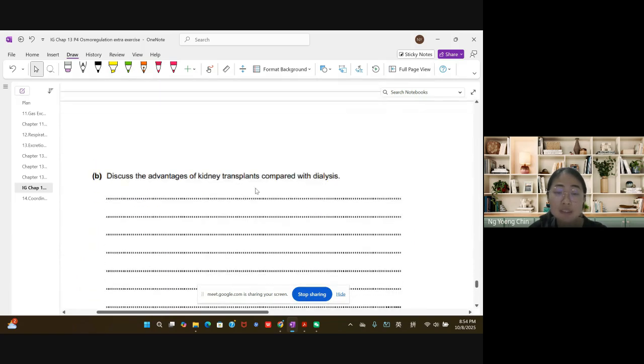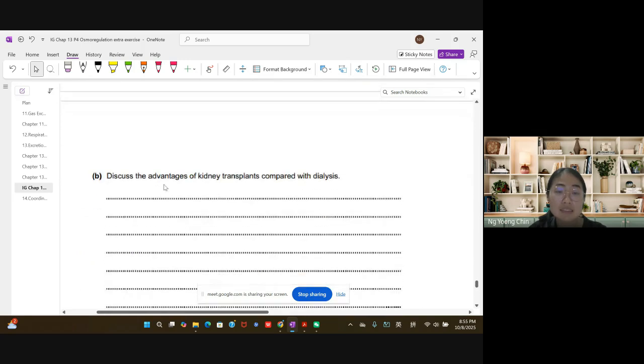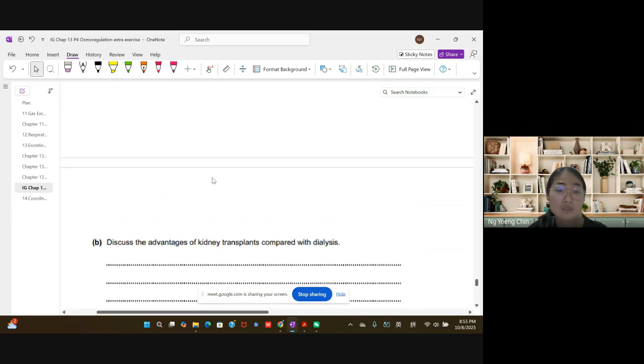The advantage of a kidney transplant is you don't need to go to the hospital to do the kidney dialysis every day. So this is the advantage, okay? Because you can use a new kidney, just that you need to take the immunosuppressive drug for it.